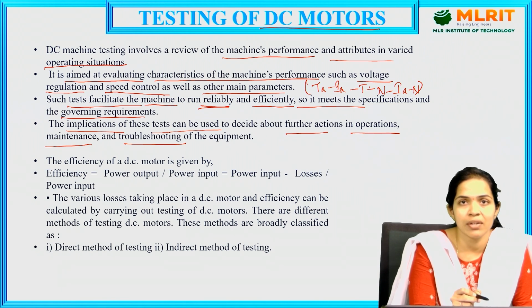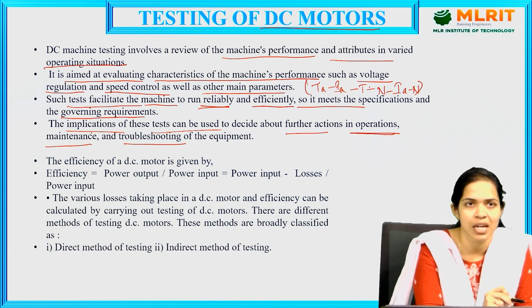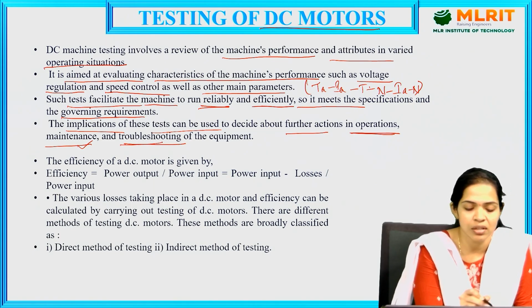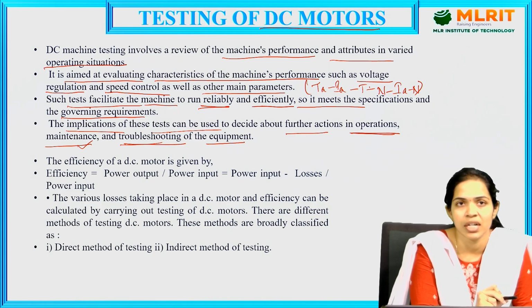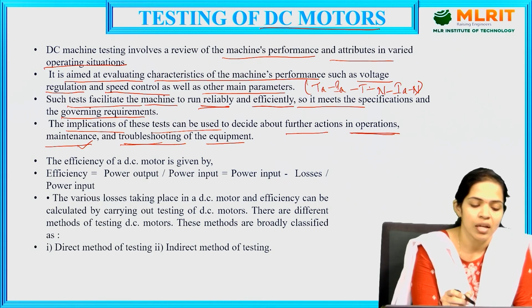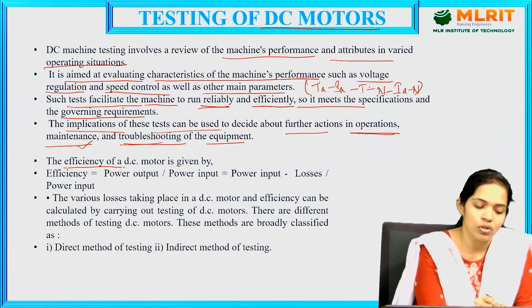During operations, these implications which we draw from the various tests can be used, and during the maintenance process also we can use them. Troubleshooting is nothing but if any problem occurs in equipment like DC motors or DC generators. These implications which we draw from all the direct and indirect test methods on the DC machines will be used to troubleshoot that particular situation and to make the motor or generator run properly under that abnormal condition.